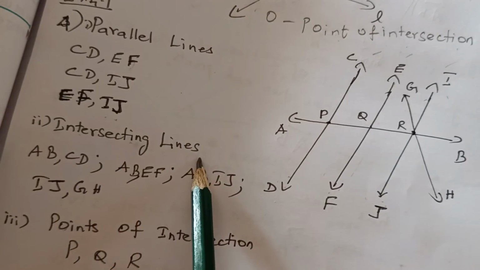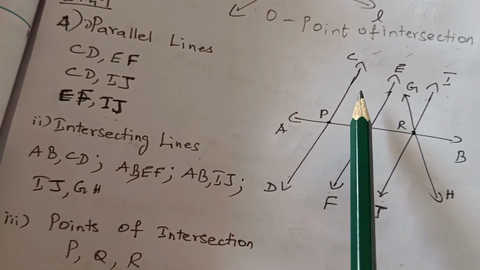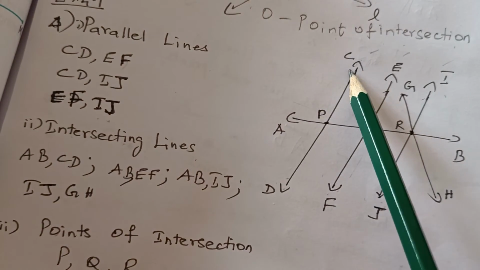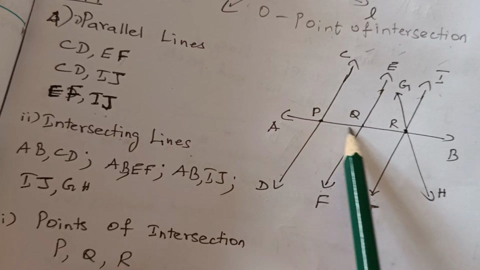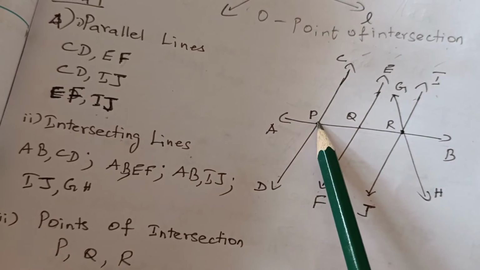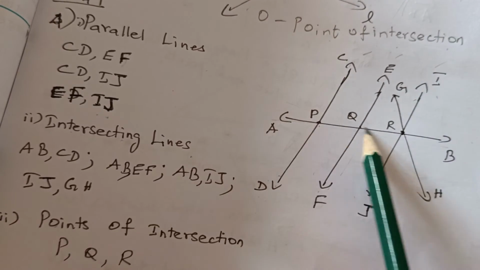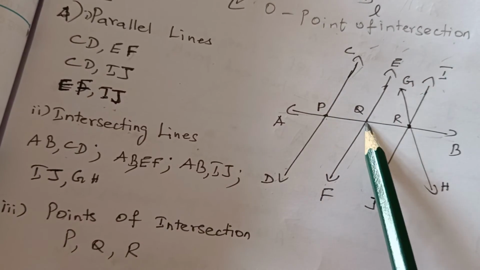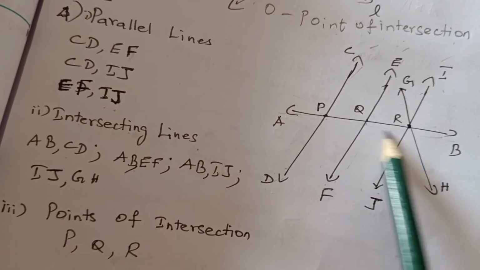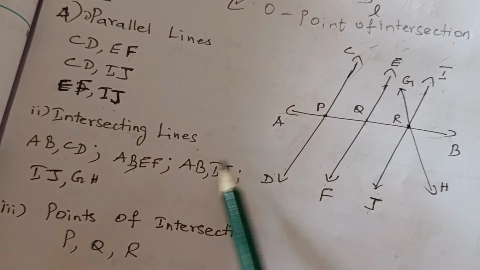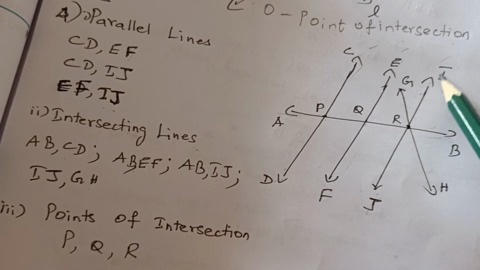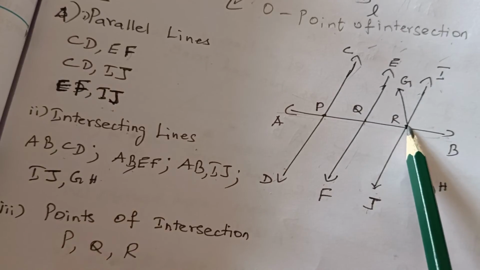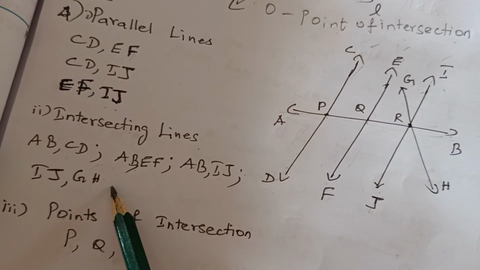Next is intersecting lines. Intersecting means they are meeting each other, cutting each other like this. So we have the line AB and CD, they are meeting here. Take the point of intersection. Which are the lines meeting at this point? AB and CD. Then AB and EF meeting at Q. AB and EF. Then AB and IJ meeting at R. AB and IJ. Then these two lines, GH and IJ, are also meeting at the point R. So they are the intersecting lines.